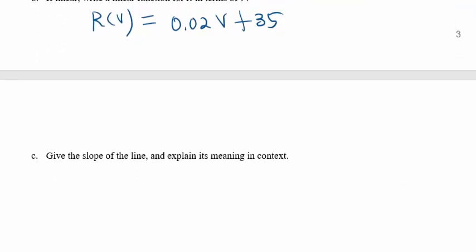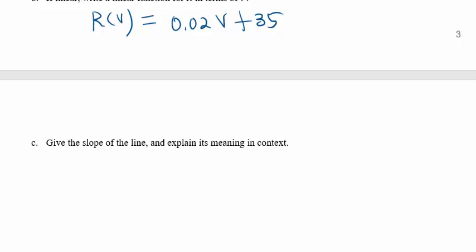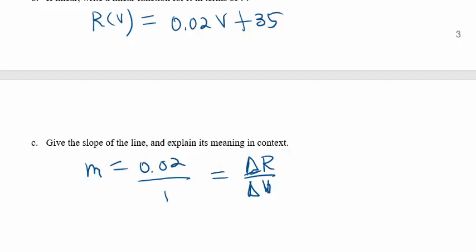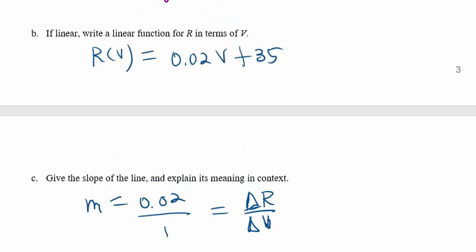And lastly, it says give the slope of the line and explain its meaning in context. Okay, so we found the slope. M was 0.02. Okay, it's often nice to make this a fraction if it's not 1, and then write what ratio this really represents. So typically change in Y over change in X. In this case, it's change in R over change in V. So you could say something like this: as the value of the car increases by $1, the registration fee increases by 2 cents.